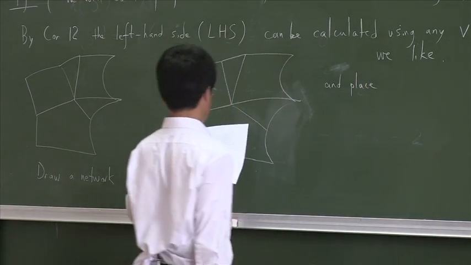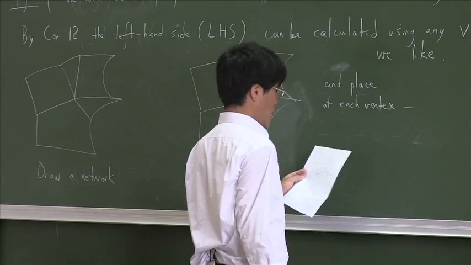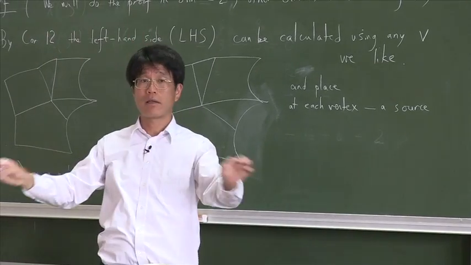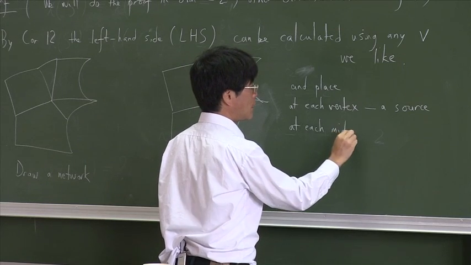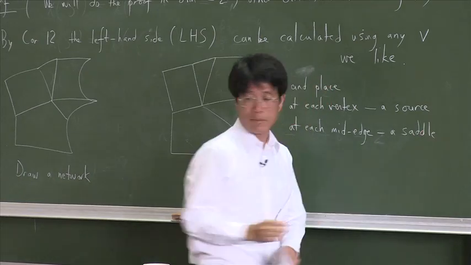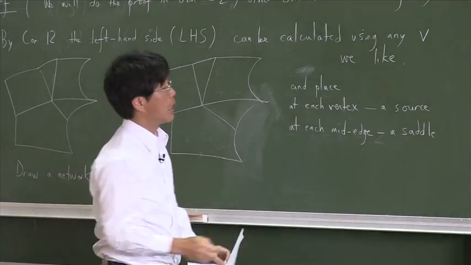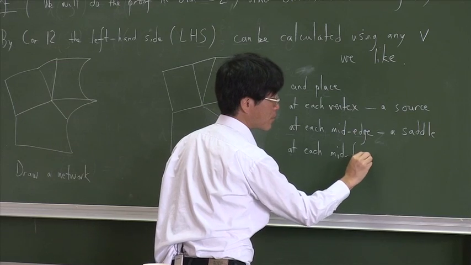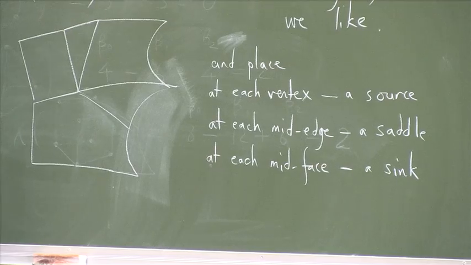Okay. Now, draw a network and place the following objects. At each vertex, a source of a vector field. You remember what the source is? It's the equilibrium where the flow is coming out of. At each mid edge, that is the midpoint of the edge, please put the saddle. You remember what the saddle is? That's an equilibrium where the flow is coming in one direction but going out in the other direction. And finally, at each mid-face, that is the midpoint of each face, a sink. Okay, sink is the equilibrium where all the flow is coming in.